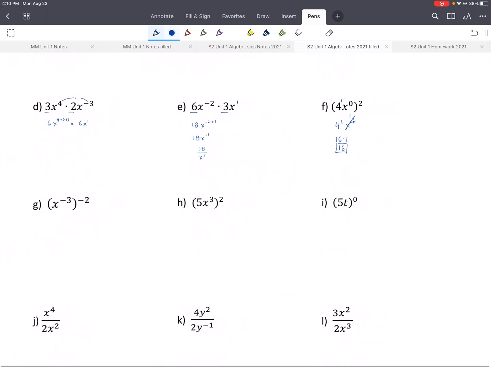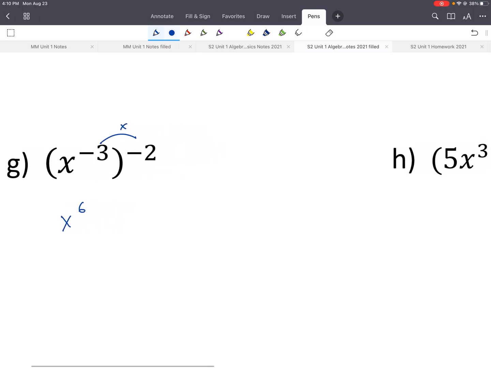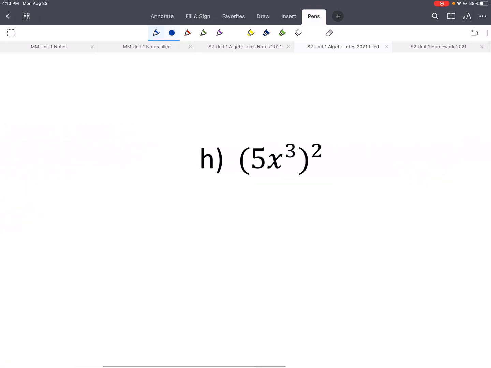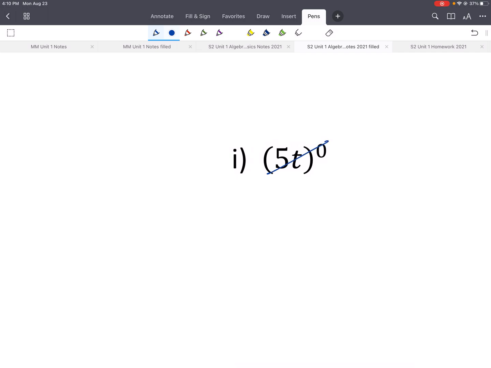All right. Here's another one. We have a power to a power, so we multiply. That would give us x to the positive 6, because a negative times a negative is a positive. Okay, we have 5 squared, and then x to the 6th. So 25x to the 6th. Anything to the 0 is 1.